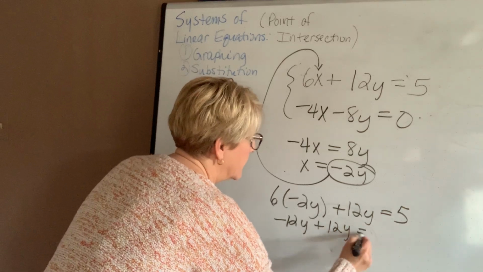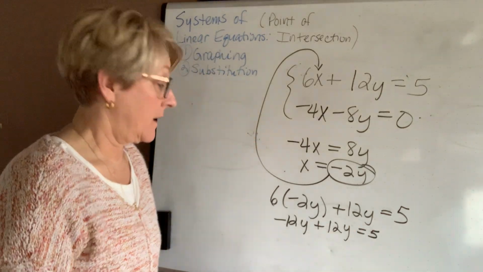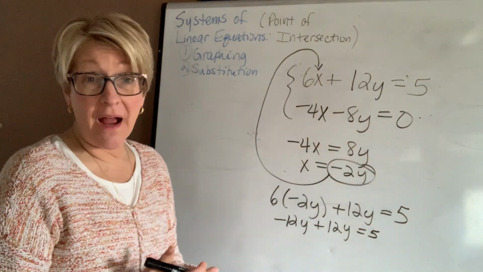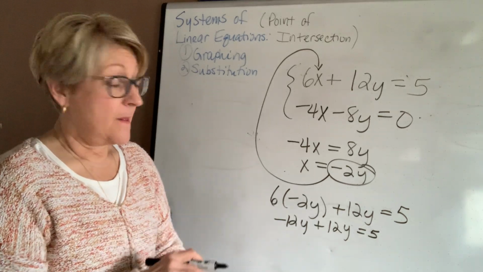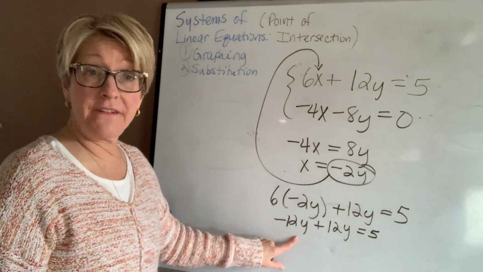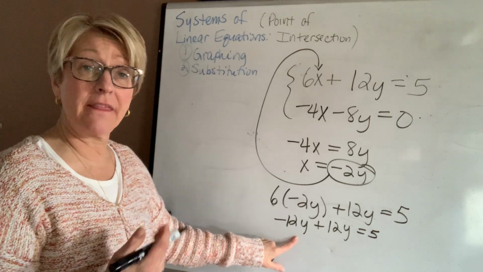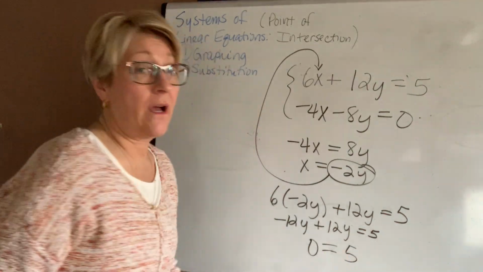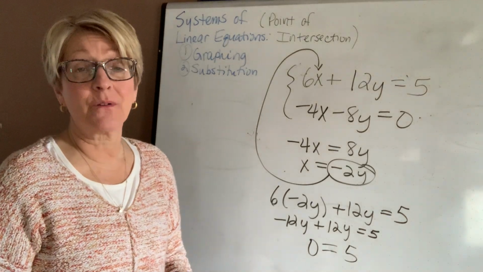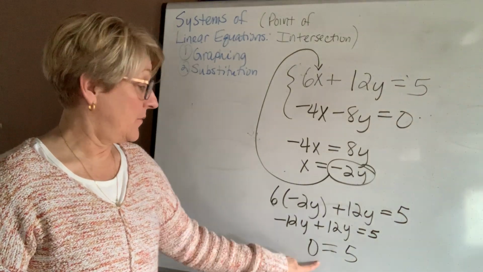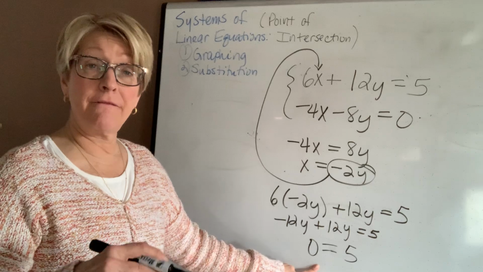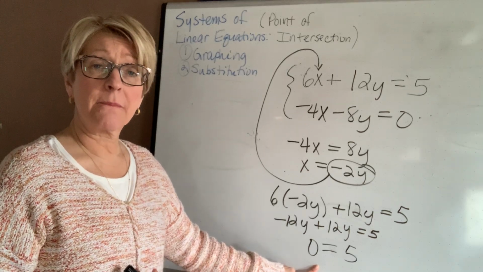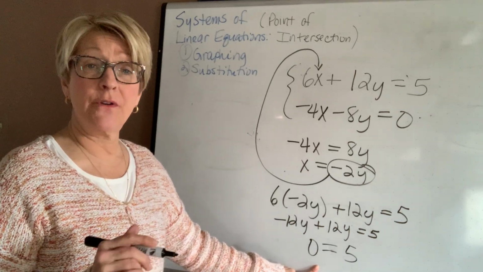what happens? Both of these y terms, they're opposites. They zero out. So what I end up with on the left is a big fat 0. There is nothing here. And we all know 0 is not equal to 5. So you will generate a false statement, which tells you that there is no solution.